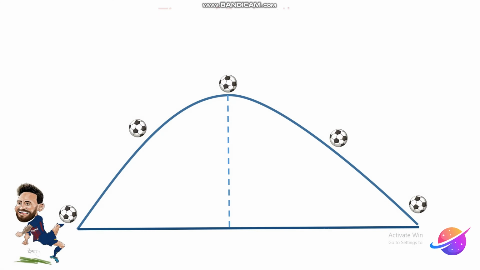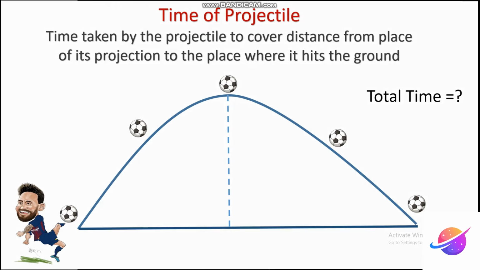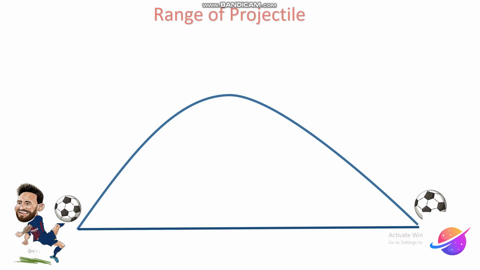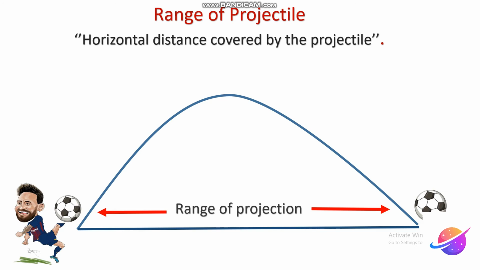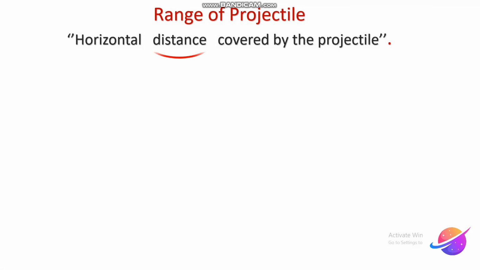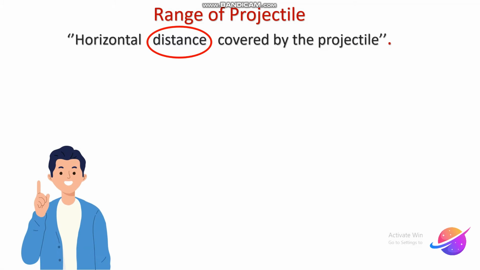So previously we discussed the height and time of the projectile. And now we'll find out the range of the projectile. So what's range? It is the horizontal distance covered by the projectile. In order to find the distance, we can use the second and third equations of motion as they involve distance.